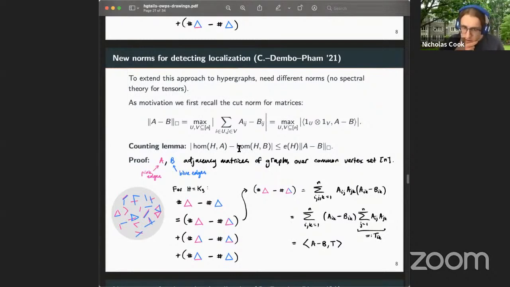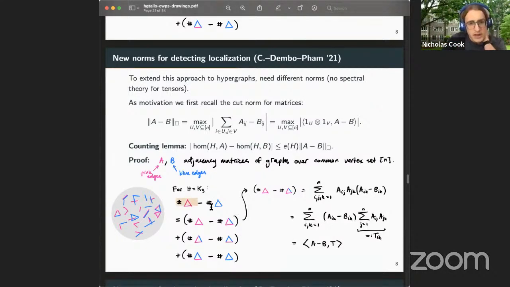One way you can prove this is, you can think of A and B, these are adjacency matrices, as being adjacency matrices for two different edge sets on a common vertex set. Let's say the edges of A are pink and the edges of B are blue. Say we're looking at counting triangles. What we're trying to estimate is the difference in the number of pink triangles and the number of blue triangles. And we want to control this in terms of the cut norm difference between A and B.